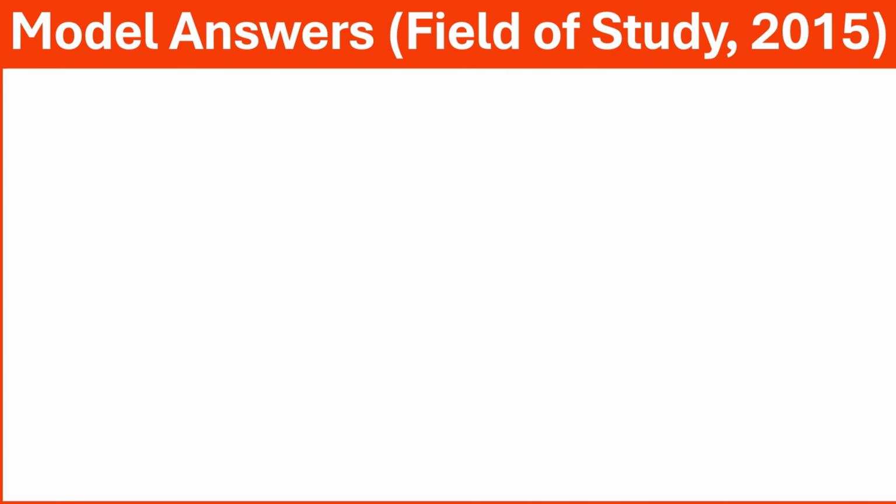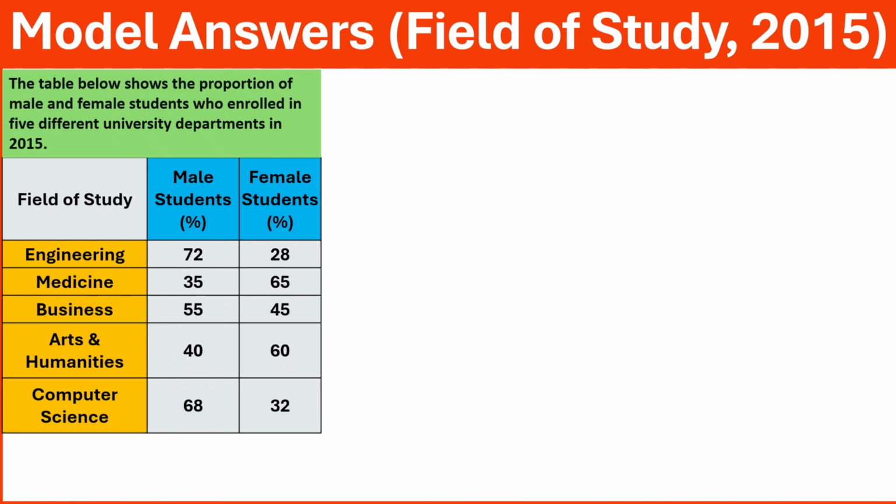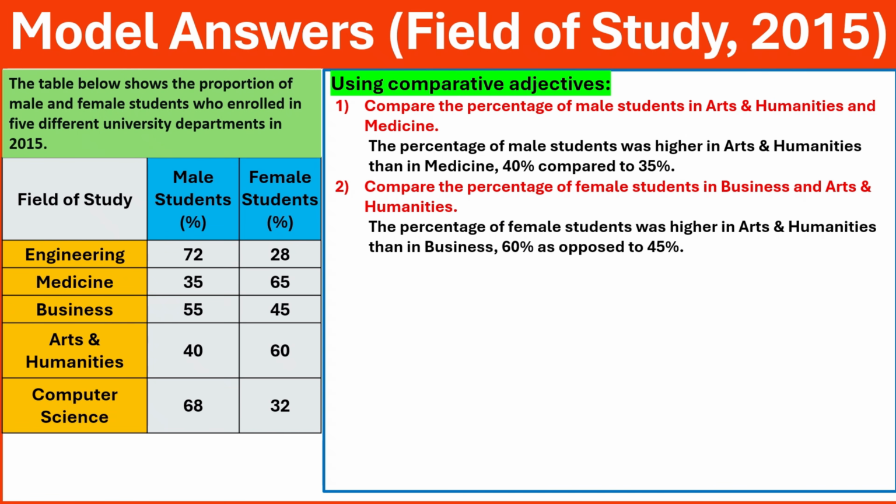Let's check the answers together. For the first comparative, the percentage of male students was higher in arts and humanities than in medicine, 40% compared to 35%. Next, for the second comparative, the percentage of female students was higher in arts and humanities than in business, 60% as opposed to 45%.